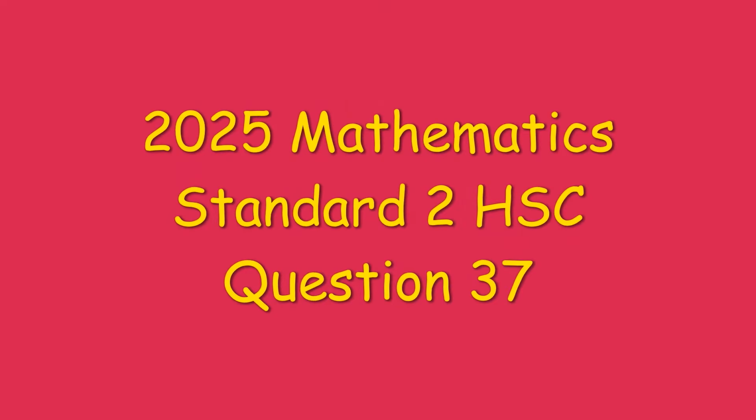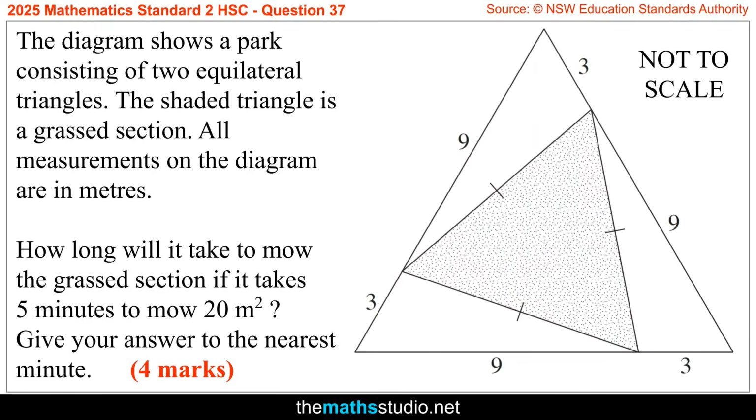Question 37. The diagram shows a park consisting of two equilateral triangles. The shaded triangle is a grassed section. All measurements on the diagram are in meters. How long will it take to mow the grassed section if it takes 5 minutes to mow 20 square meters? Give your answer to the nearest minute.